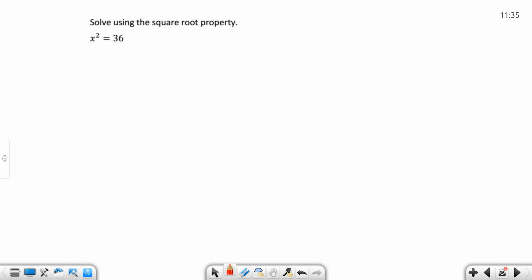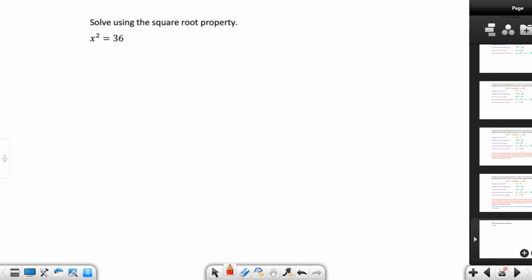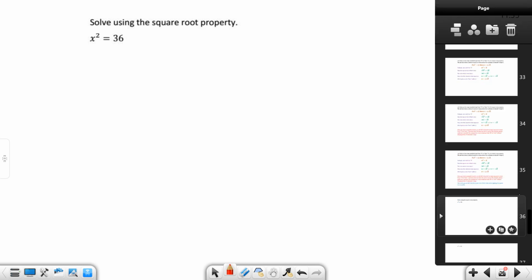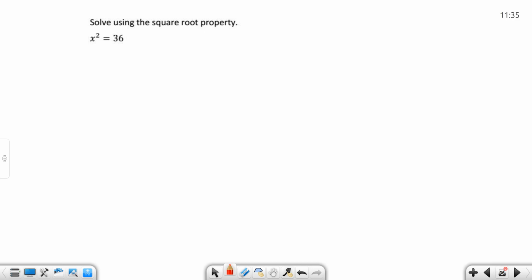Okay, so now let's solve using the square root property. Deep breath, right? So x squared equals 36. Does this fit the bill? Yes, it's w squared equals d.